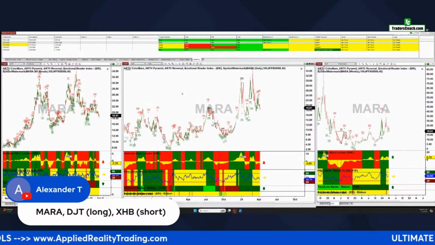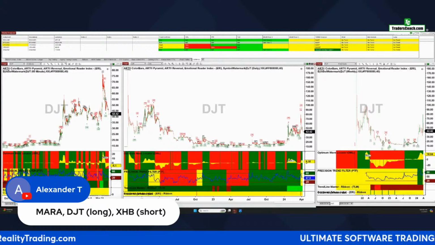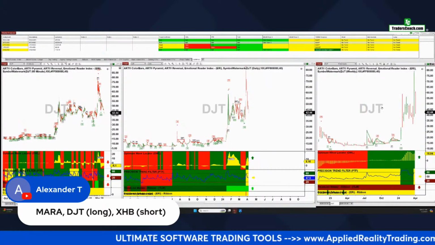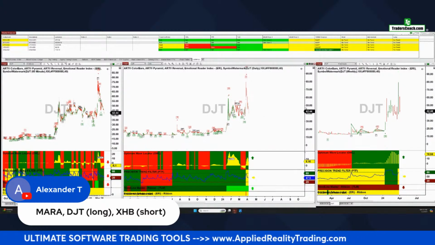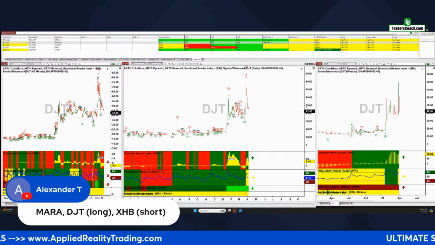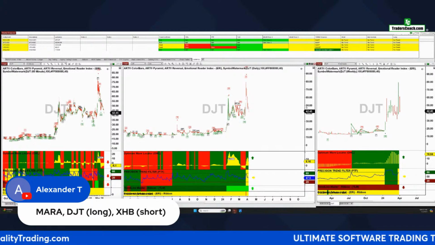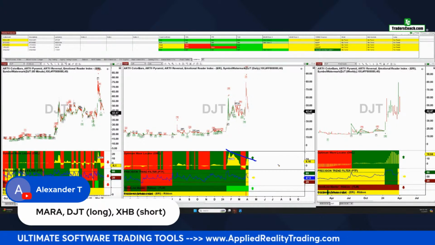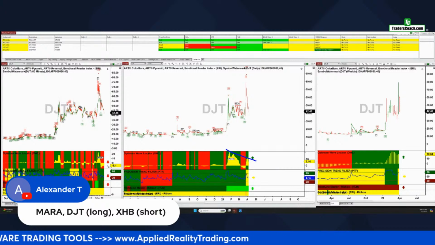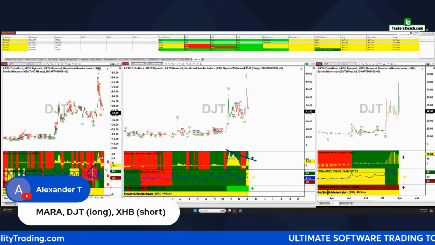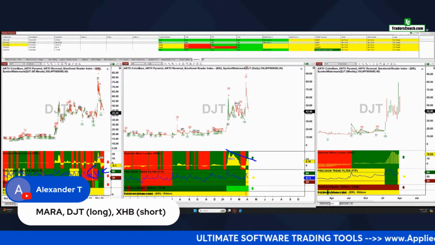DJT, let's take a look at that one. This is Trump's DJT stock, and it moved way up and now it's coming back down. So we got a pyramid and a fairly large owl still active on the weekly chart. On this chart here, we got bearish divergence. We do have a green PTF over here, which is kind of interesting.